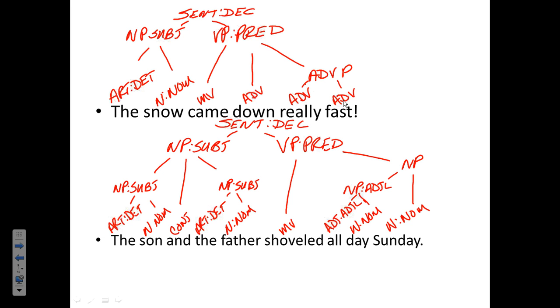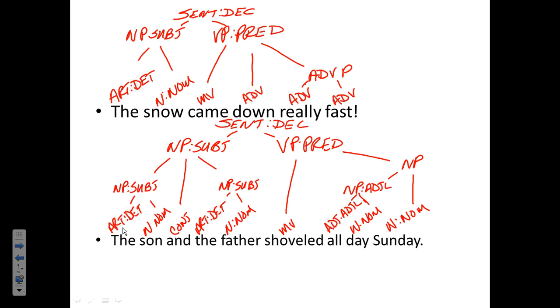Really describes fast. Fast describes came. So really fast is an adverb phrase. Came down really fast is a verb phrase, and that's the predicate because it tells us something about the snow. And then the subject and the predicate combine to make the sentence. The sentence is a statement, so it is declarative.